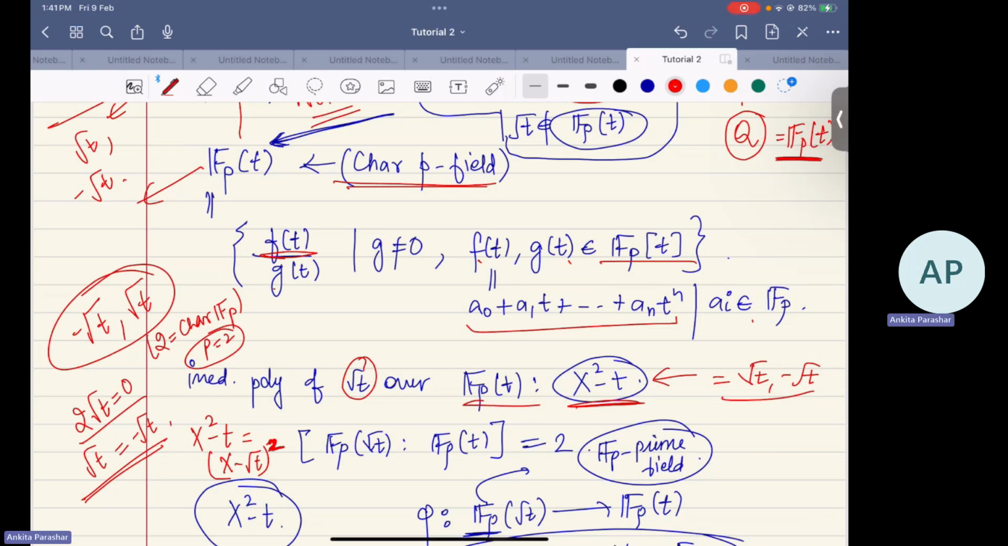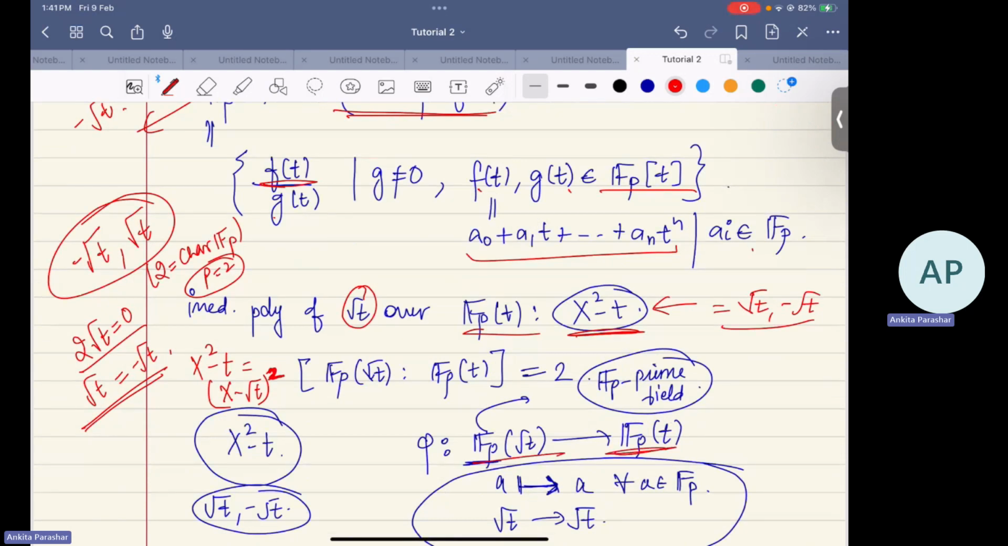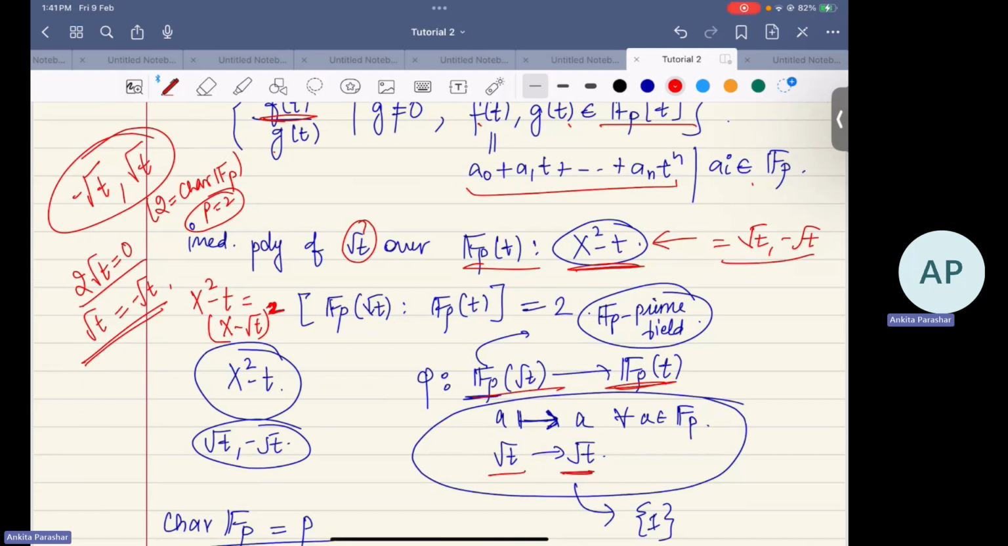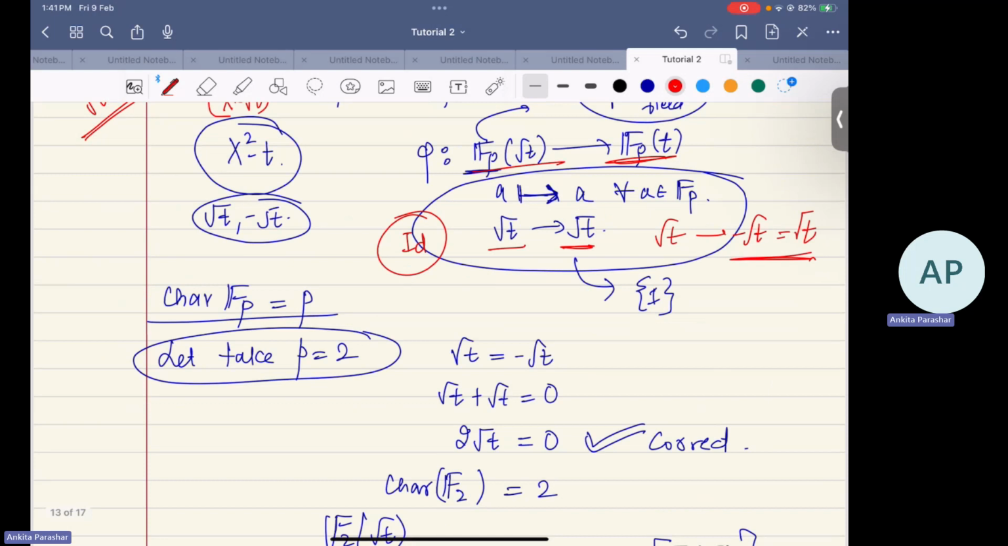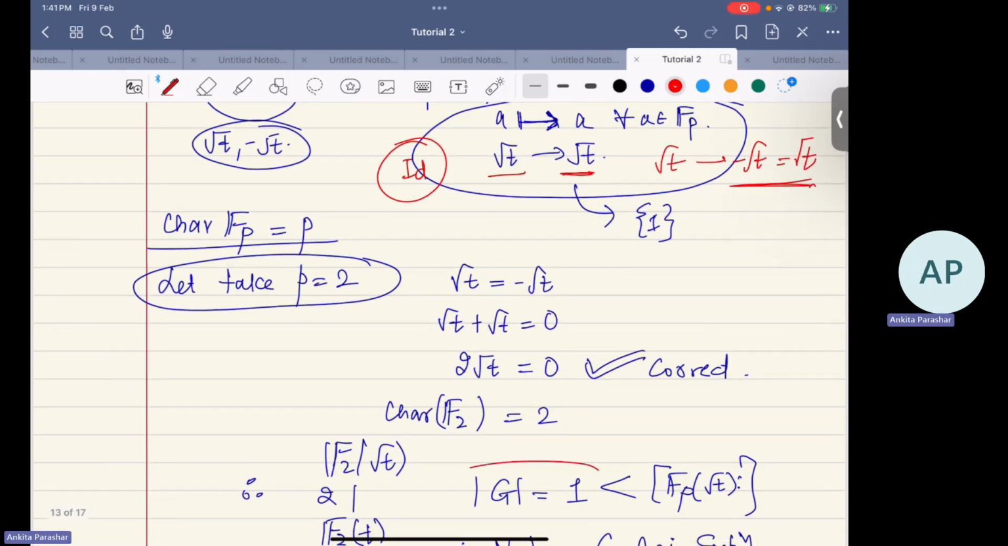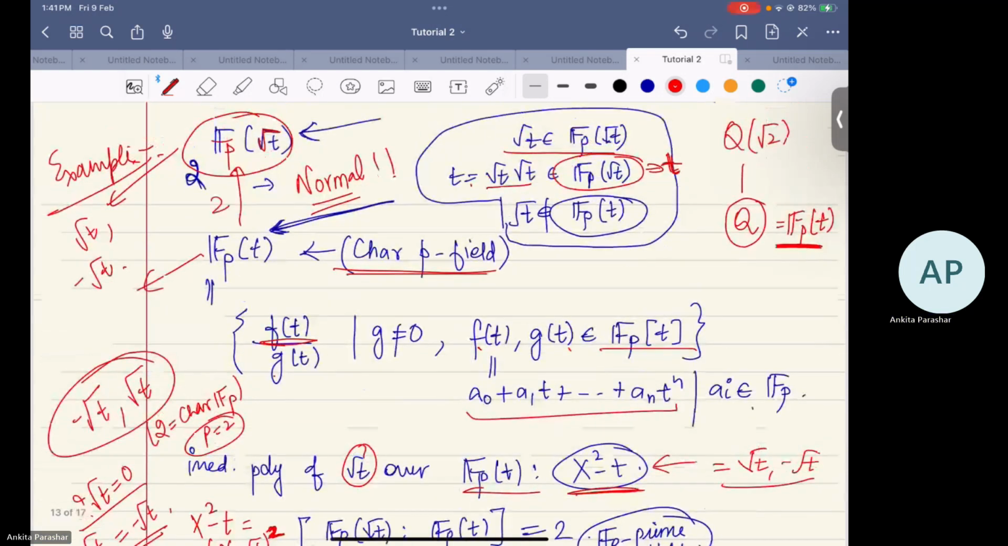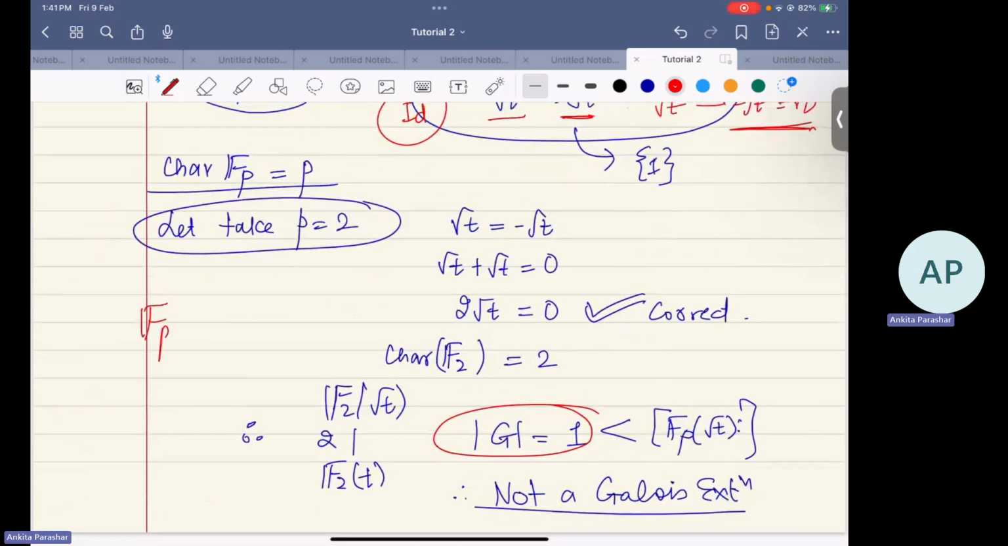So if you try to define automorphisms from field to field, then root T to root T is the only possibility, because root T to minus root T is no longer a different possibility, because this is the same. So only the identity automorphism is the map which you have. Therefore, the Galois group has cardinality 1, but your extension field has degree 2. So the degree of F_p(root T) over F_p(T) is 2. However, the Galois group has order 1. Therefore, this extension cannot be a Galois extension. It's not a Galois extension.